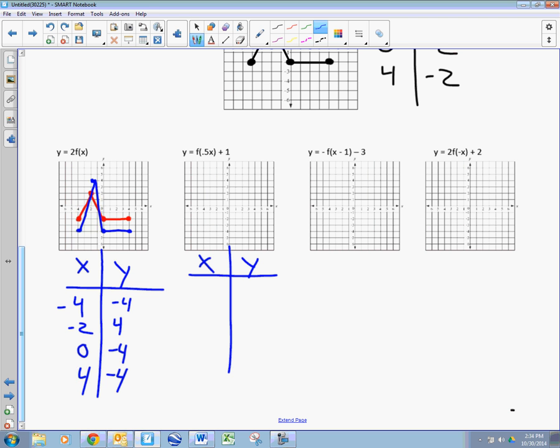Now, think about it. 0.5 on the inside. What does that do horizontally? Stretch or compress? Stretch by a factor of 2. The reciprocal of 0.5 is 2. So this is a stretch by a factor of 2. So we got to take all the x values and multiply them by 2. So we get -8, -4, 0, and 8.